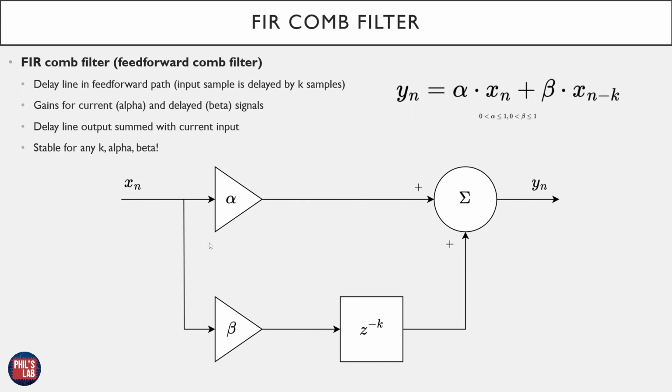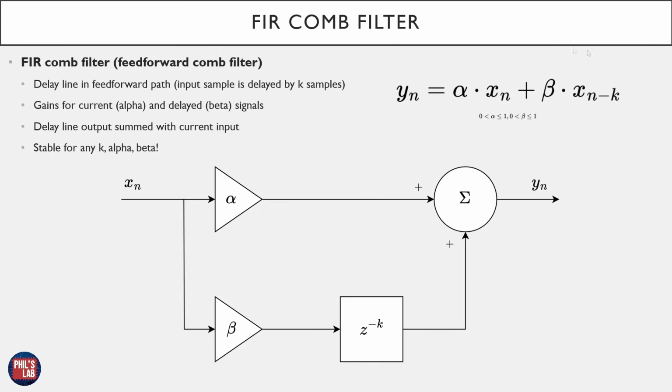The output, however, also has a second term to it. If we follow the bottom path, we start at x of n, our current sample, we multiply that by a different gain, in this case beta, and we feed that into this z to the minus k structure. This z to the minus k structure is simply our delay line which we saw previously, where again k is the number of samples we shift by, z is the Z transform operation, which we'll see in just a second. The output of this delay line is then summed with the current input times the alpha gain, and that equals the output sample y of n.